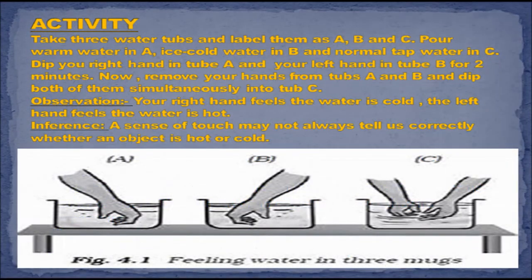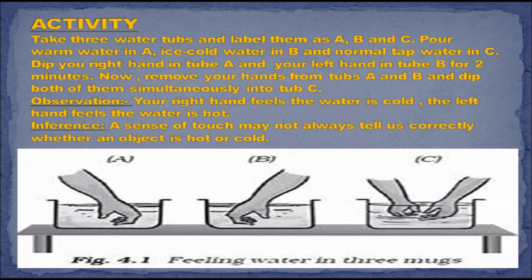Here, the activity shows that our sense of touch is not a very reliable way to know whether an object is hot or cold. So, how do we know for sure whether an object is hot or cold? Or how hot or cold an object is?